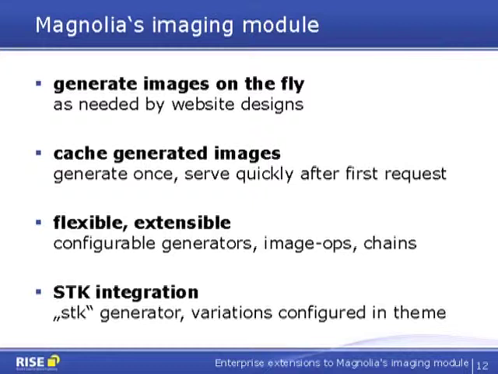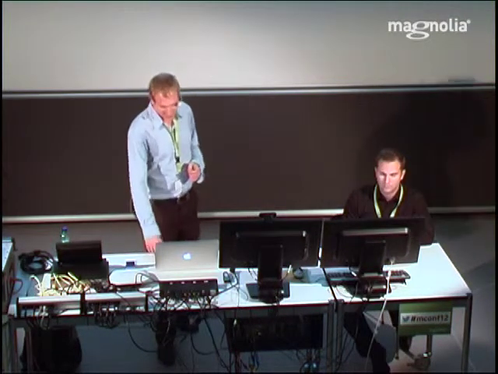The imaging module is very flexible and extensible. It's based on a concept of configurable generators, image operations, and image operation chains. I'll talk a little bit more about that in just a sec. The imaging module is also very well integrated into Magnolia's standard templating kit, the STK, via the STK generator, which works in conjunction with the STK themes, where you can configure your image variations in the theme configuration for your websites.